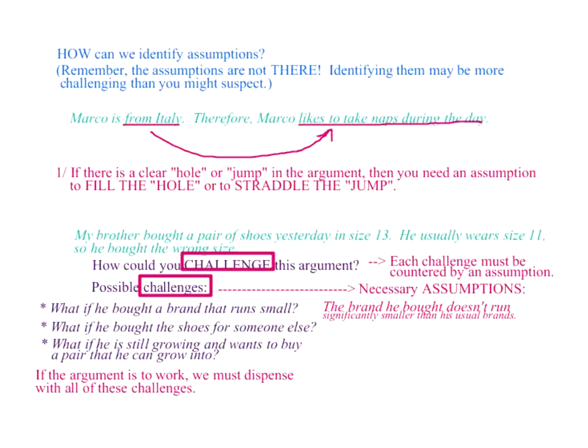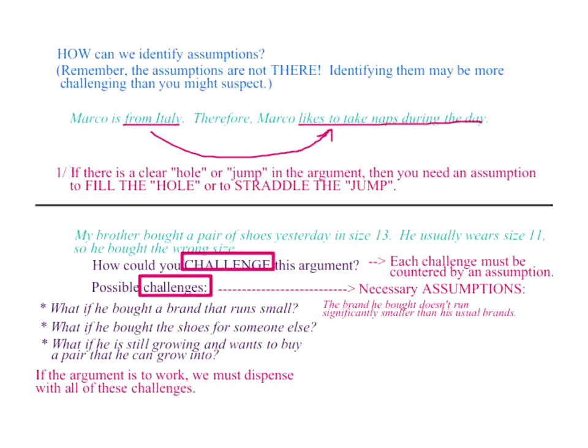Let me resize the text so it'll actually fit. You would probably not come up with this assumption directly, like in number 1 up there, with Marco being from Italy. You probably wouldn't think of this directly, but you can challenge the argument without too much trouble. What if he bought the shoes for someone else? So you have to assume that he bought the shoes for himself.